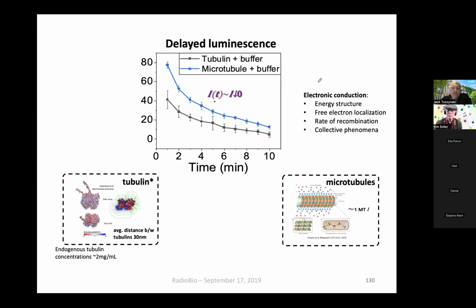It's called delayed luminescence. So this protein in solution, and microtubules are basically assemblies of this protein tubulin. In the microtubule, you have 13 rings around the cylinder and hundreds of layers. So if it's a microtubule that has 10 micrometers length, then this structure will contain something like 16,000 units of tubulin or so.